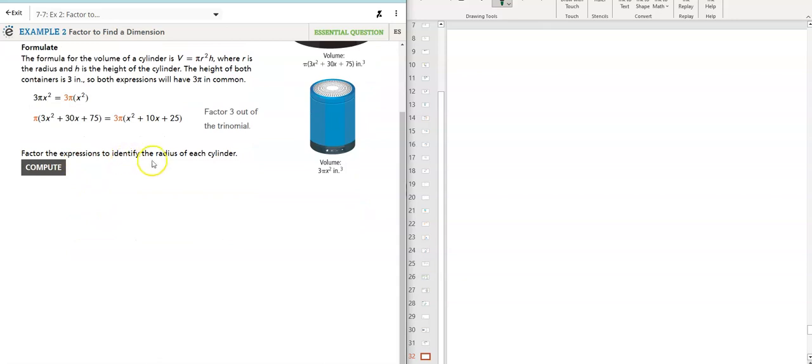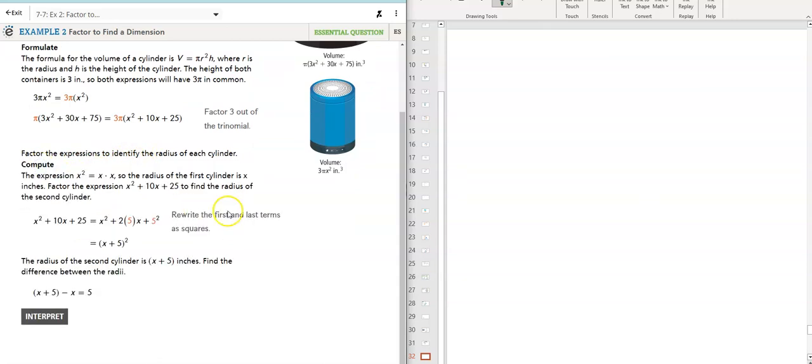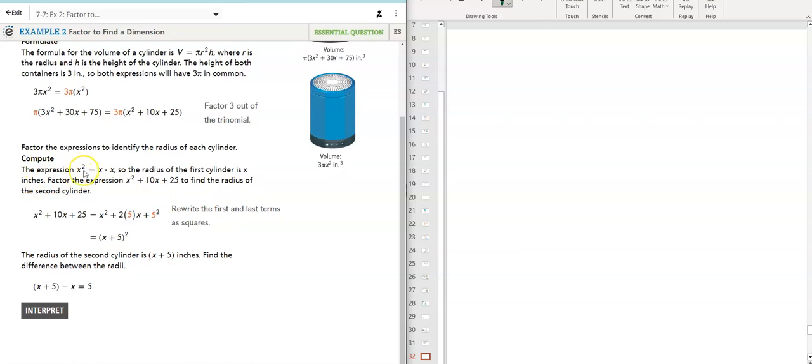Now we're going to factor the expressions to identify the radius of each cylinder. So here's our expression, x squared. So the radius of the first cylinder is x inches. Factor the expression x squared plus 10x plus 25 to find the radius of the second cylinder. So basically this first one here, x squared, they factored that and they got x, right? So the factored version of that is just x. But to do the next one, x squared plus 10x plus 25, they're going to have to factor it.